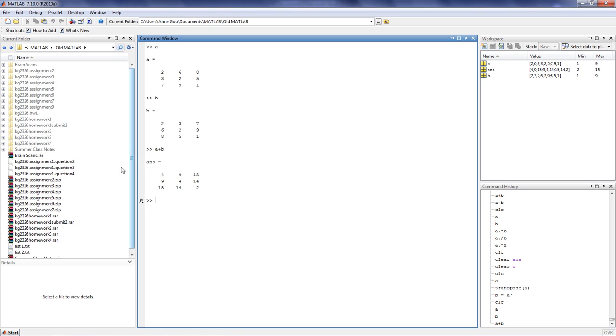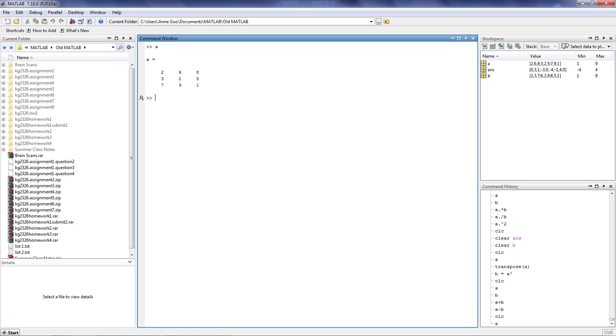For example, if we add A and B, the first position will be 4 because 2 and 2 are added together, and the second position will be 9 because 3 and 6 are added together. Similarly, if I perform A minus B, the first position will be 0 because 2 and 2 are subtracted from each other, and so forth.